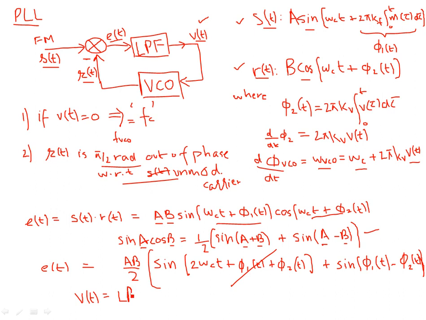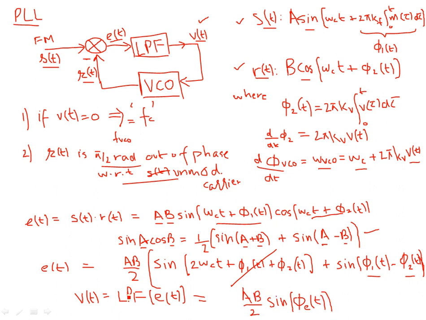So if I pass my error signal to this low pass filter, what I'm left with is a DC signal, that is AB by 2 multiplied by sine of phi E of t, where phi E is the phase error. It's the phase error between the FM signal and the VCO signal.